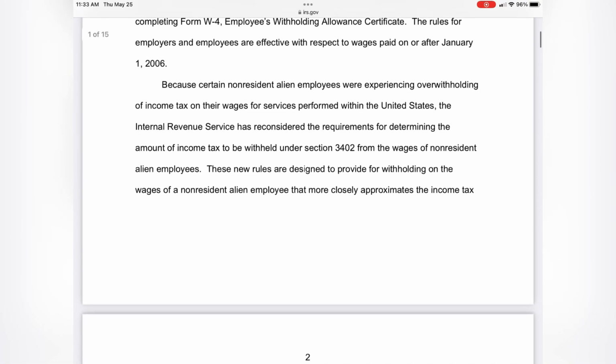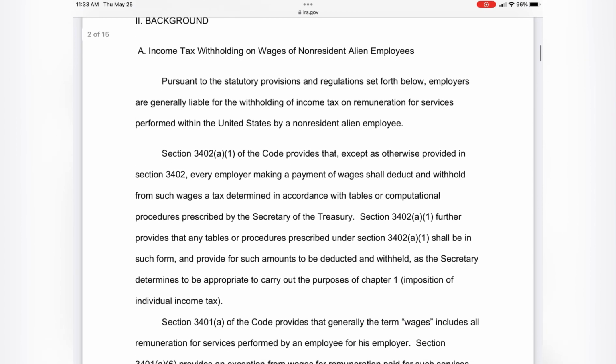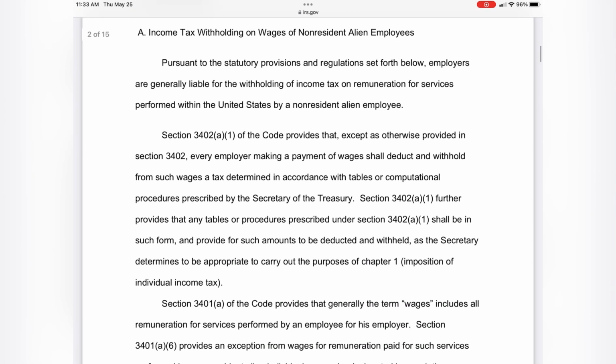Here on page 2, in the background, entitled Income Tax Withholding on Wages of Non-Resident Alien Employees, it tells you that Section 3402(a)(1) of the Code provides that, except as otherwise provided in Section 3402, every employer making a payment of wages shall deduct and withhold from such wages a tax determined in accordance with the tables or computational procedures prescribed by the Secretary of the Treasury.